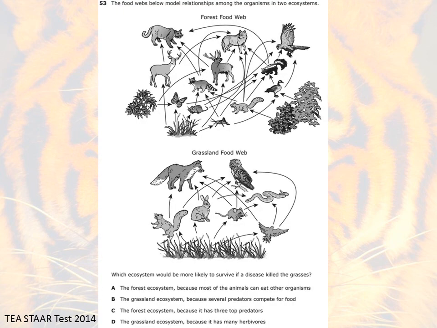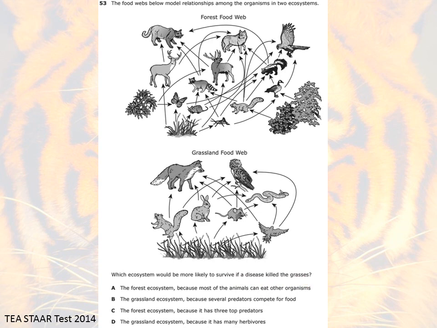Okay, here's an example of how this can be used in a multiple choice question. This is a STAAR test question from 2014. Now, it's an 8th grade test, but this is a 7th grade question. Question 53: the food webs below model relationships among the organisms in two ecosystems. Then they give us a forest food web and a grasslands food web. The question we're looking at is, which ecosystem would be more likely to survive if a disease killed the grasses?